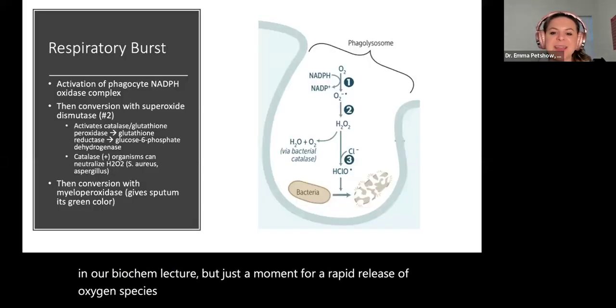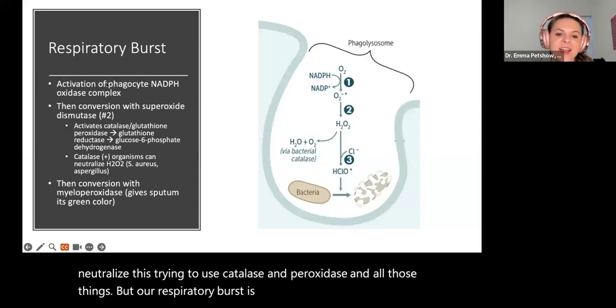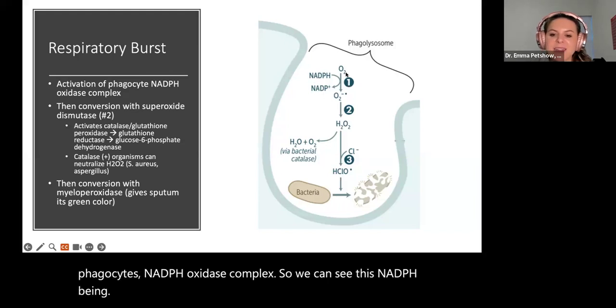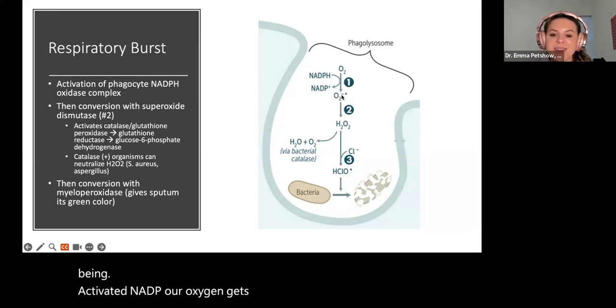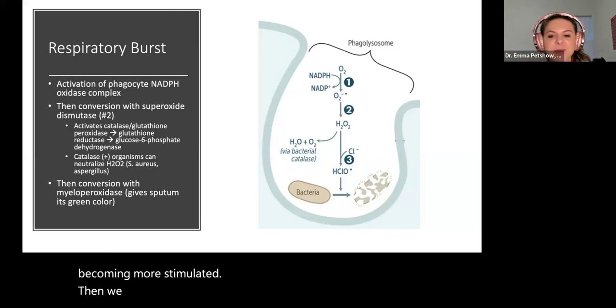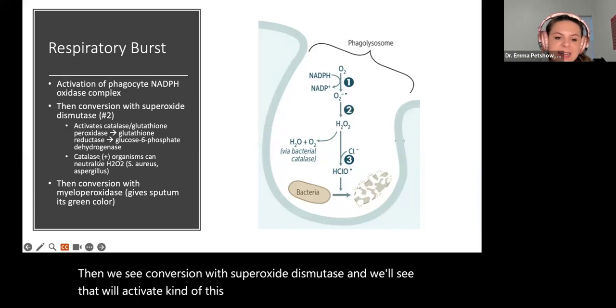We talked about all the ways that bacteria neutralize this, trying to use catalase and peroxidase and all those things. But our respiratory burst is the activation of our phagocyte NADPH oxidase complex. So we can see this NADPH being converted to NADP. Our oxygen gets essentially an electron, so it's becoming more stimulated. Then we see conversion with superoxide dismutase, and that will activate this cascade process.